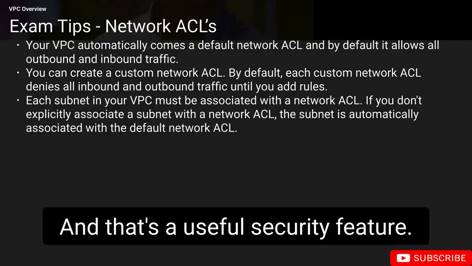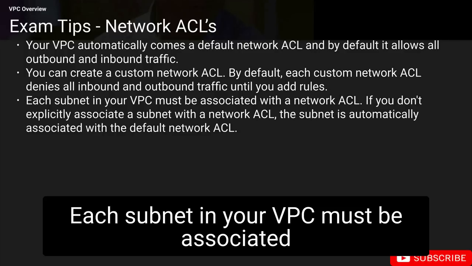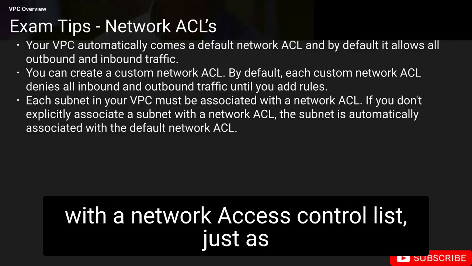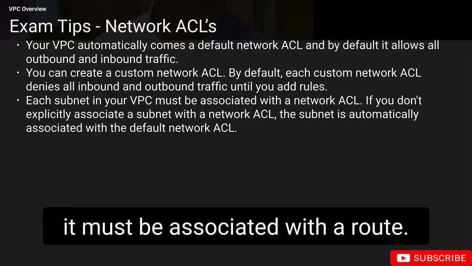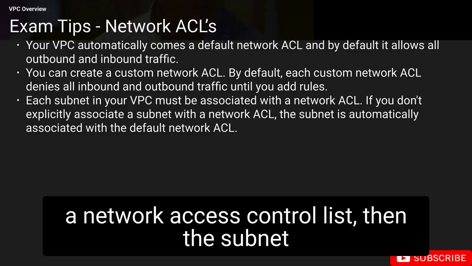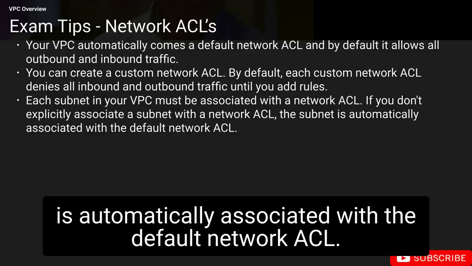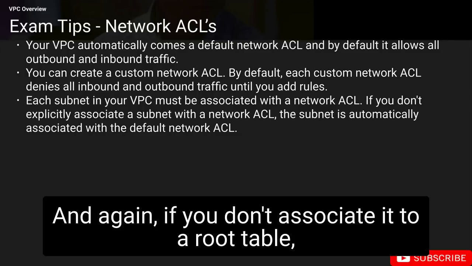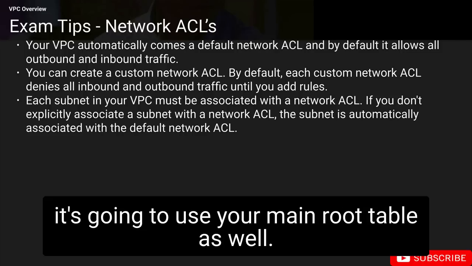Each subnet in your VPC must be associated with a network access control list, just as it must be associated with a route table. If you don't explicitly associate a subnet with a network access control list, then the subnet is automatically associated with the default network ACL. And again, if you don't associate it to a route table, it's going to use your main route table as well.